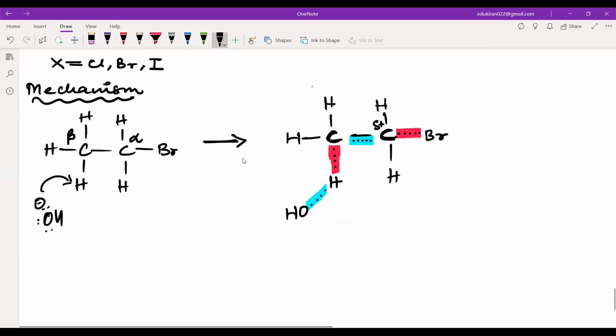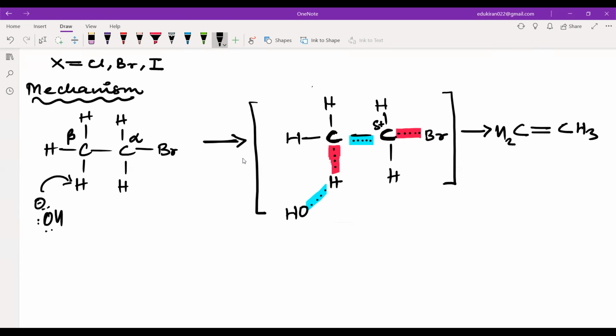Now, the transition state is shown in curly brackets. You can show it like this. And after this, you can show that this bond is completely broken. So when it is completely broken, you will have C double bond C like this, with H2 here and H2 here. Now since this H is released and this Br is released, you will be forming HBr.